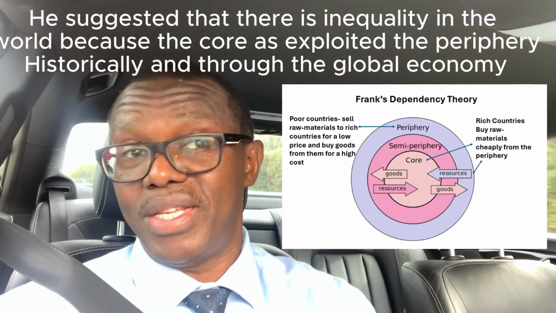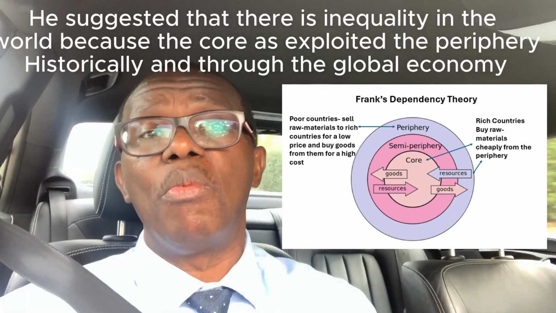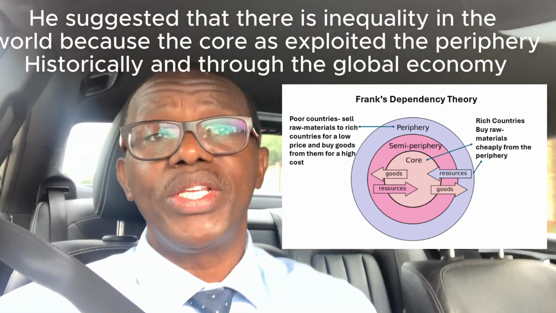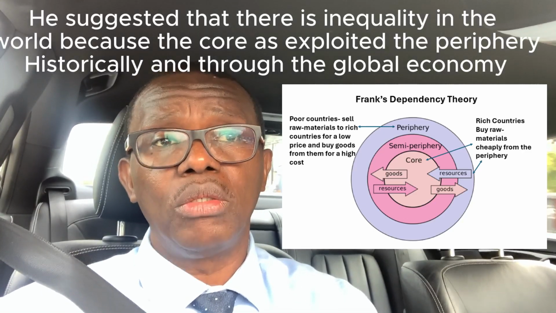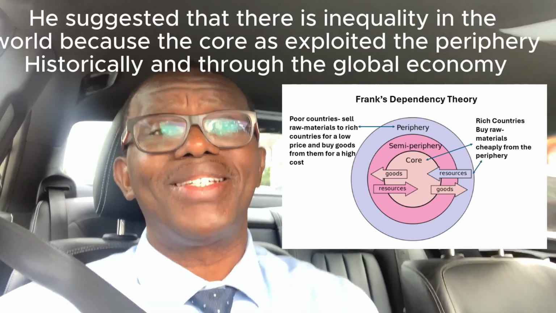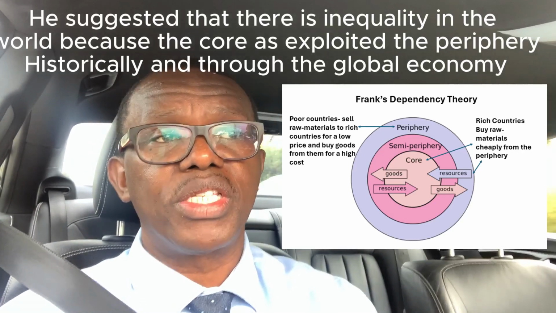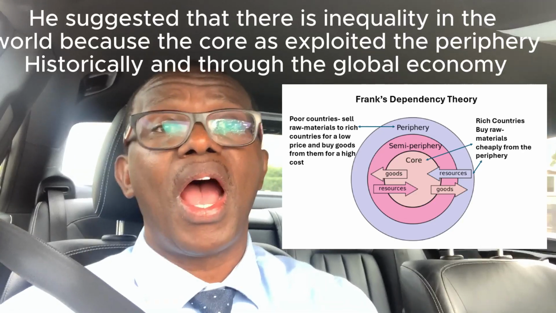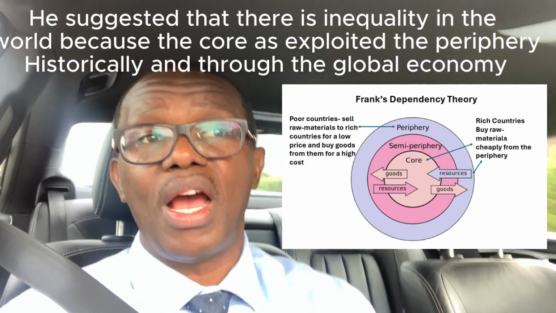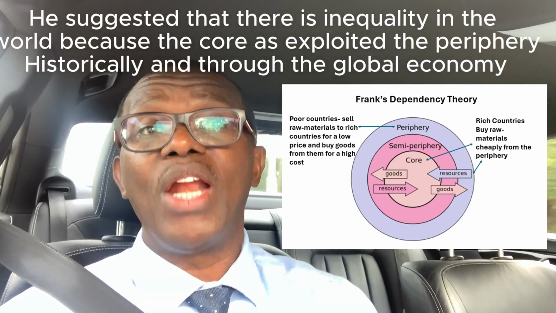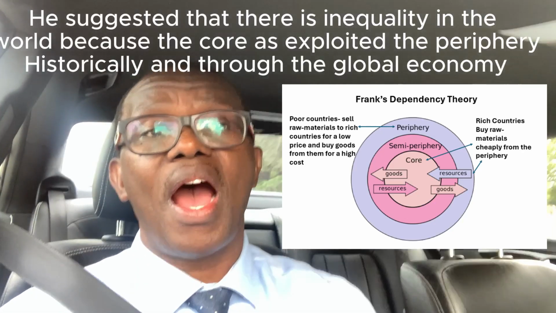Because we're in the UK, let's use pounds. So let's say they are selling each kilogram of coffee to that rich country for 20 pence per kilo. Then the core country takes those coffee beans into a factory, processes the coffee beans, and makes them ready to go onto the shelf in the supermarket. That processing is done in a factory.